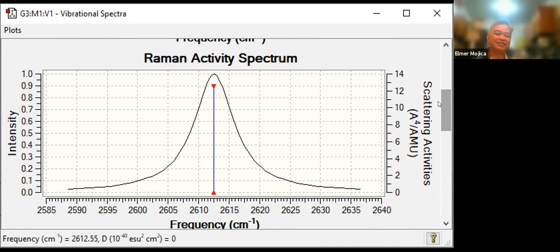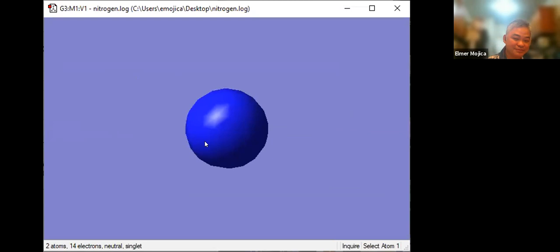Why is it at 2600? Anyone? Because it is a... Ano ba yung nitrogen natin? Ano yung band niya? Anong band ng nitrogen natin? Anyone? So if you're going to look at the molecule here, your nitrogen is a triple bond.